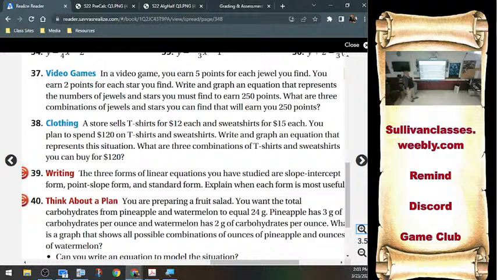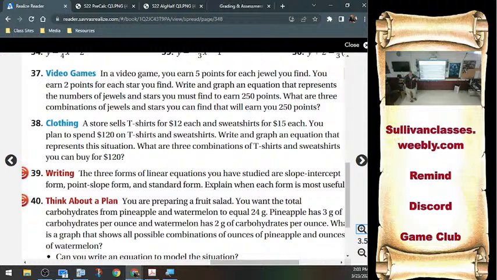Video game, 5 points for every jewel you find, 2 points for each star you find. I've seen such a resurgence in Clash of Clans among the student population. It's like they find Clash Royale, and then they find Clash of Clans. The classics become popular again. Elixir, Dark Elixir. They're worth different things, 5 points for this, 2 points for that. Those sound an awful lot like rates, and that's what we did before.